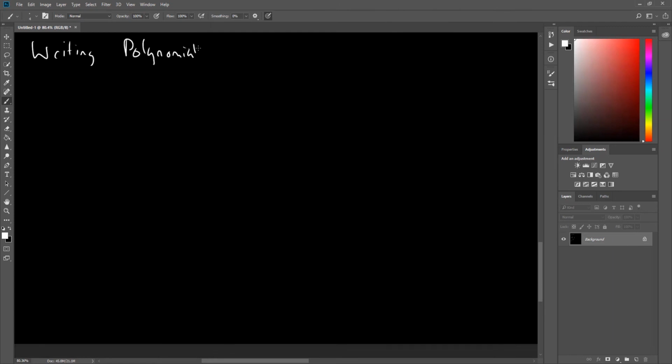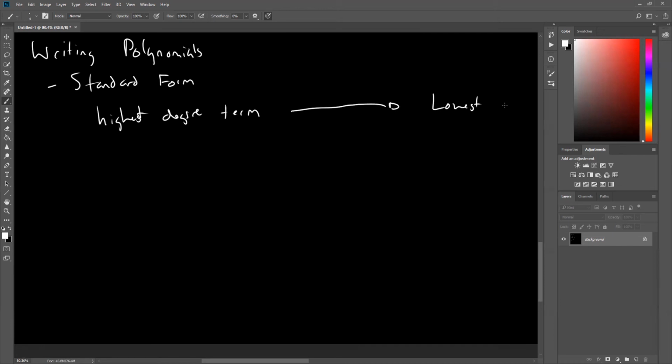This is probably the simplest part. You're going to learn something called standard form. Standard form is just how we write these. The way they show it is, in my opinion, a little bit confusing, so I'll show you my way and I'll show you their way. You basically write it from the highest degree term all the way down to the lowest degree term. So you just order it. The way they show it still makes sense, it's just a little bit confusing.